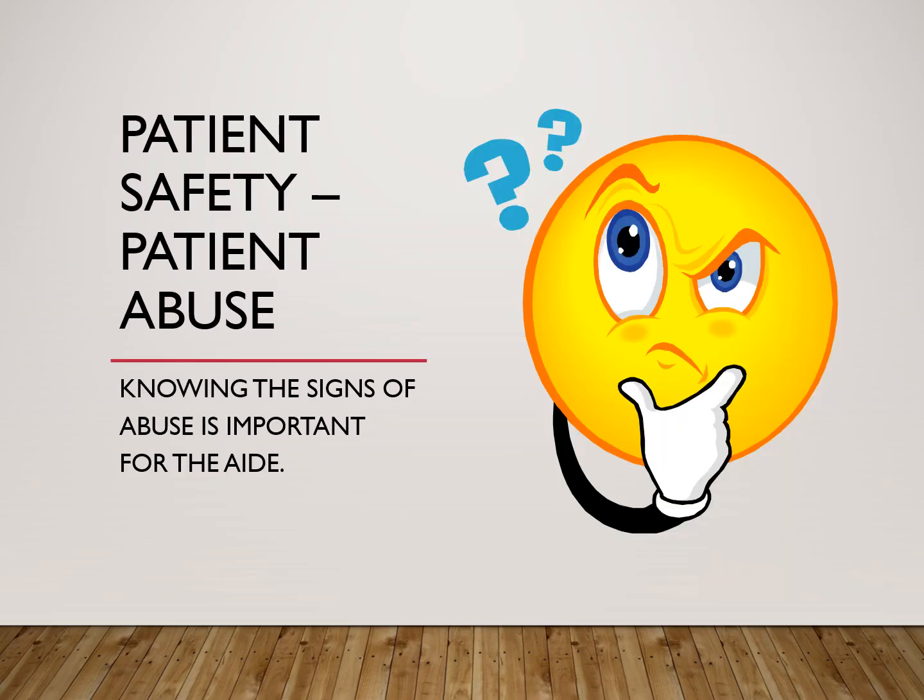It is important for you to know the signs of abuse and recognize those signs so that you can report them appropriately. There are times when patients become victims of abuse at the hands of their caregivers or family members. Knowing the signs of abuse is important for the aide. Should the aide have abuse concerns or suspect abuse, speaking to the RN supervisor is the first step. The supervisor will be able to help the aide through this process and will take the necessary steps to try to resolve this issue.